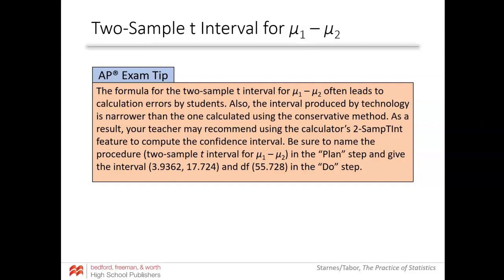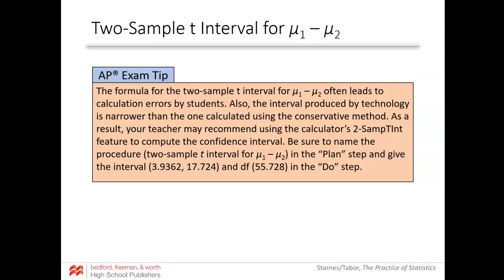and I guess too much information is probably for the better. The formula for the two sample t interval for mu sub 1 minus mu sub 2 often leads to calculation errors by students and your teacher. So the technology interval is actually a better one. It's a narrower one as opposed to the one you would use using table B with the conservative method of going degrees of freedom minus 1 for the lower guy.